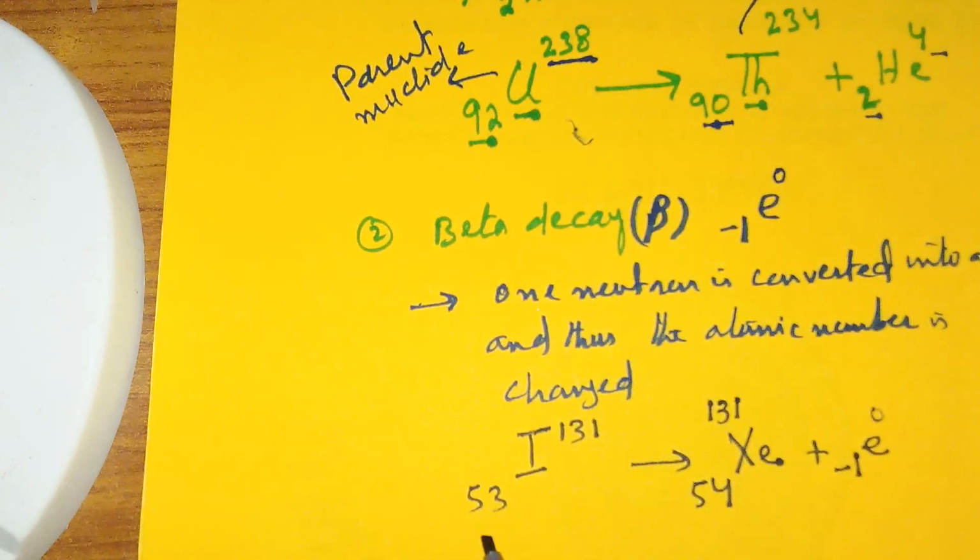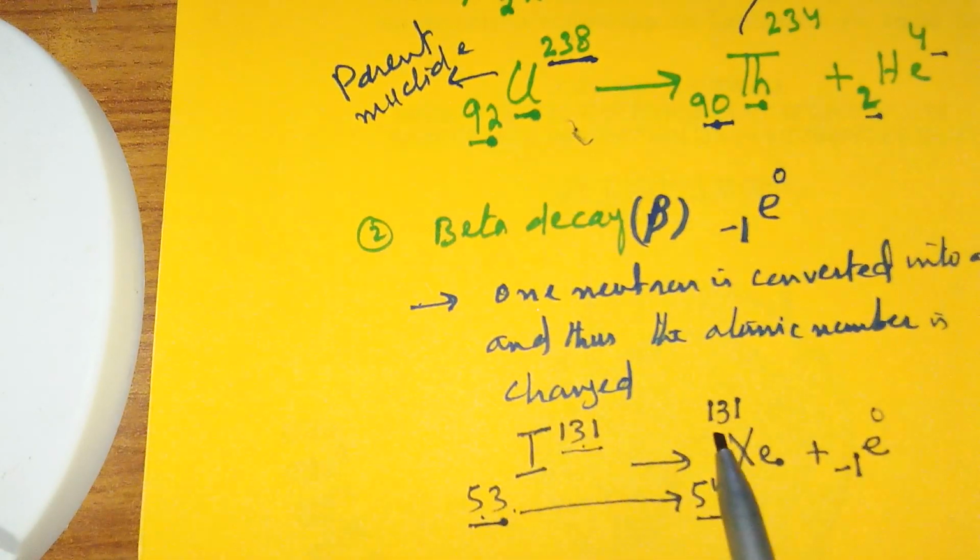When we compare the atomic numbers, the atomic number of iodine is 53 and the atomic number of xenon is 54. So there is an increment of one unit. The atomic number has increased from 53 to 54. However, the mass number of iodine is 131, and in the same way the mass number of xenon is 131. So there's no change in mass number, only a change in atomic number.